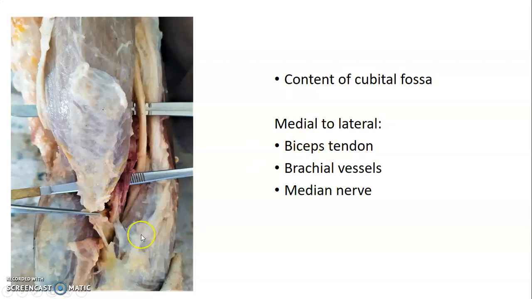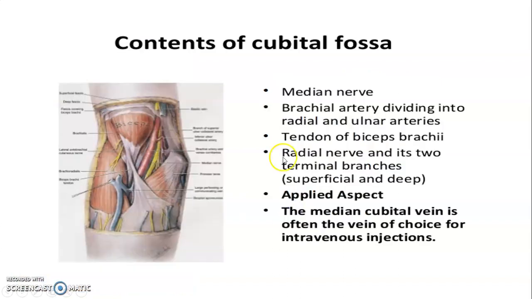So from medial to lateral is usually the biceps tendon, followed by brachial vessels, then the median nerve. So that's the order from medial aspect to lateral aspect, the deep contents of the cubital fossa. So biceps tendon, brachial vessels, and the median nerve from medial to lateral. And this is your median nerve, this is the brachial vessels, this is your biceps tendon, so medial to lateral.